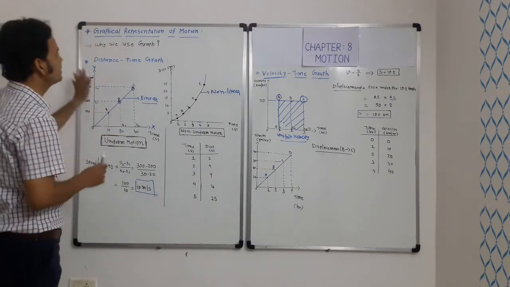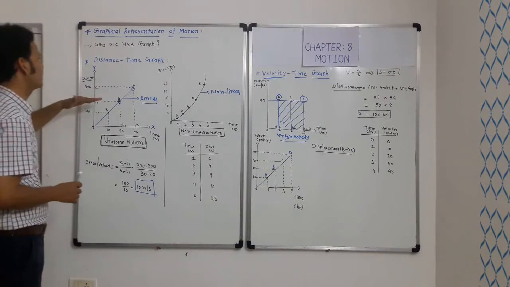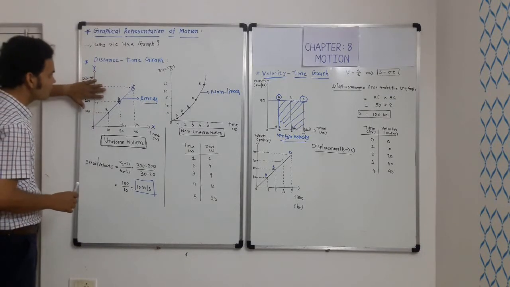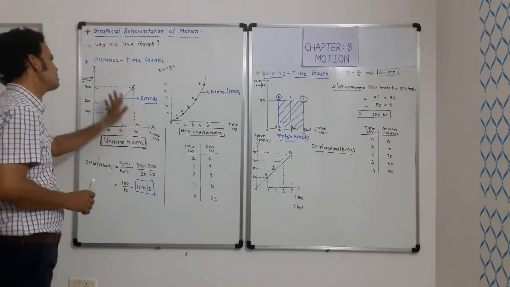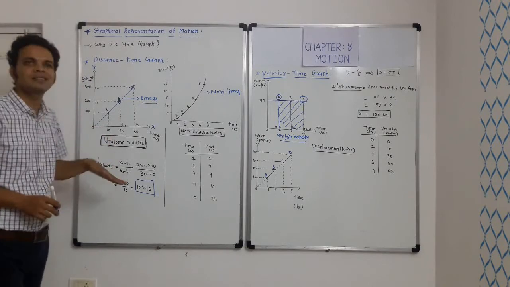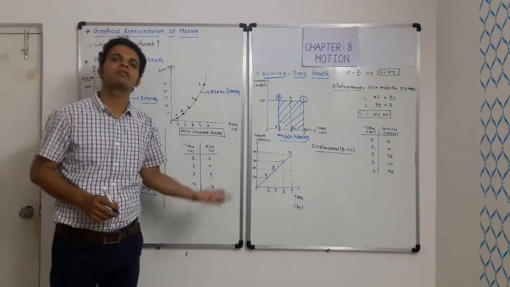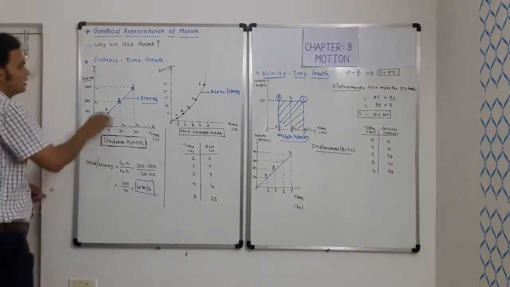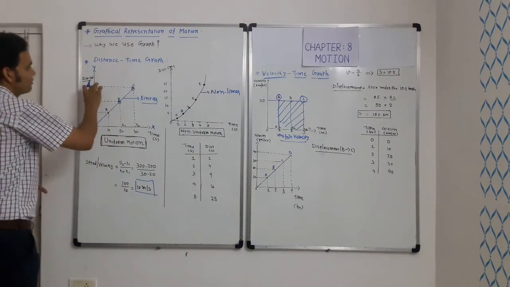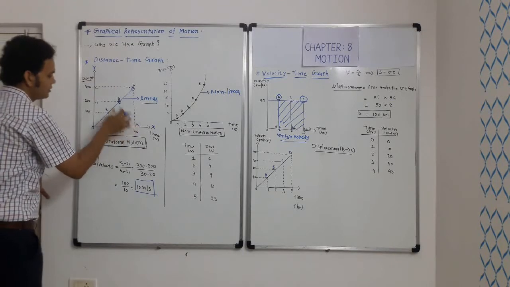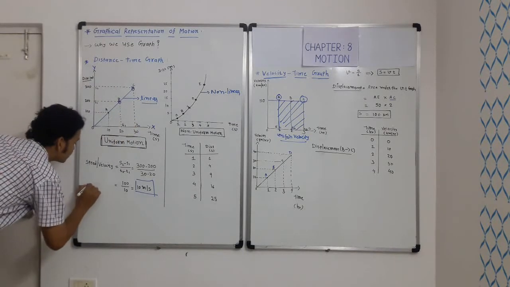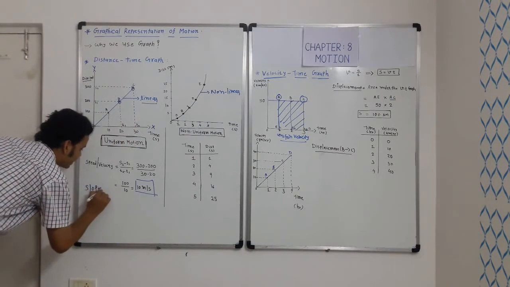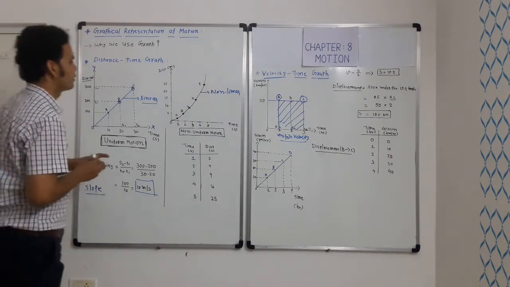So from this distance time graph, if we take the change in y-axis divided by the change in x-axis, then it gives us the knowledge about velocity or speed. In mathematics, this change in y-axis upon change in x-axis is also known as the slope of the graph.